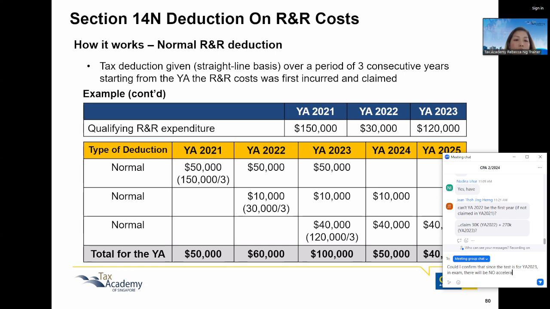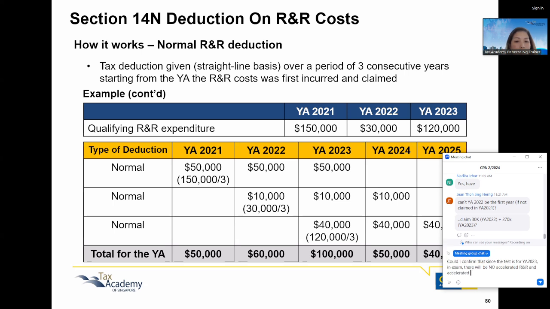So effectively, how much do I put in my tax computation? For the year of assessment 2021, I can only claim 50,000. For YA 2022, I'll claim 60,000. For YA 2023, I'll claim 100,000. For YA 2024, I'll claim 50,000. For YA 2025, I will claim 40,000.